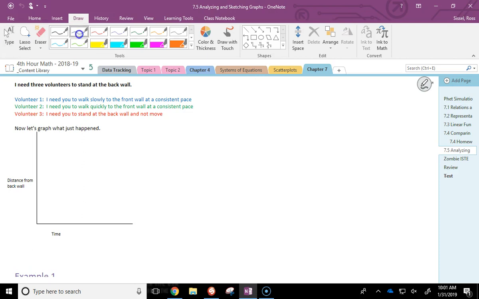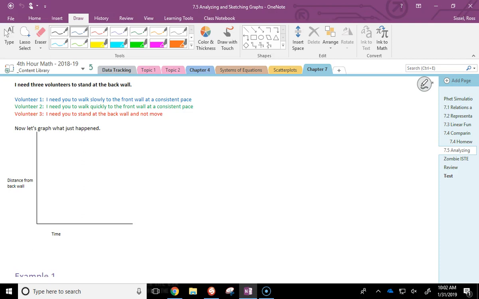So I'm going to go in blue, and it says distance from the back wall and the time he took it. Is there a relationship between time and the distance? Should there be a correlation? Yeah, it should be what? Would this be a positive correlation or a negative correlation or no correlation? Positive. And that would make sense.